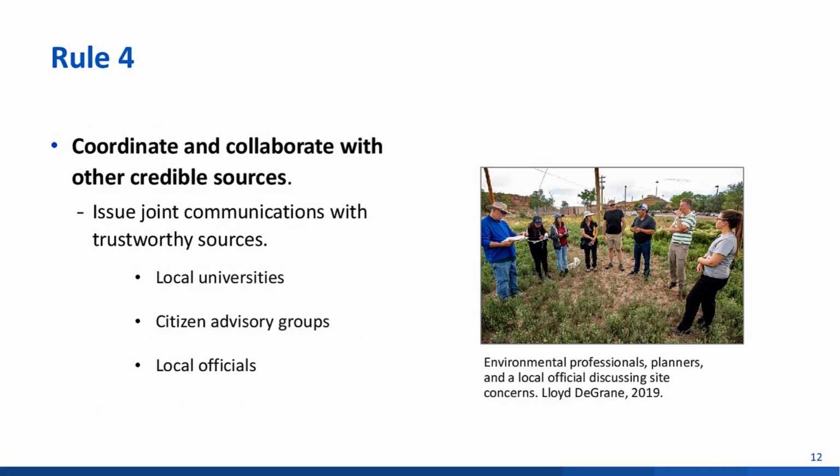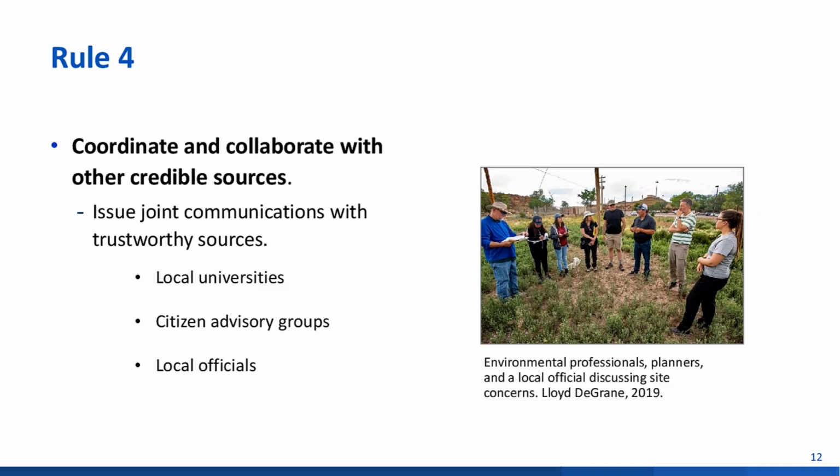The fourth rule is to coordinate and collaborate with other credible sources. We need to find out who the local trusted partners are. It could be the local health department, local universities, local officials, local community organization members, or citizen advisory groups. You can issue joint communications.